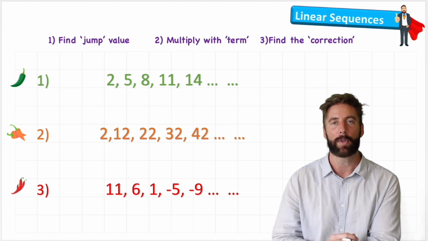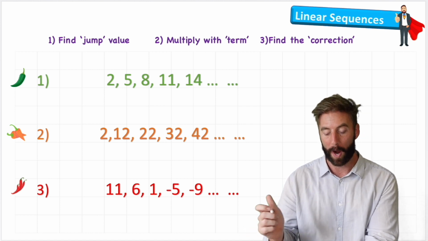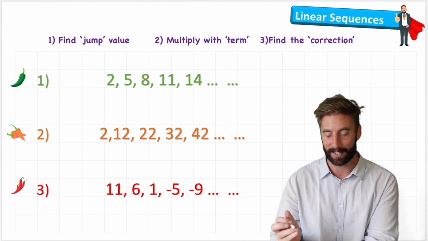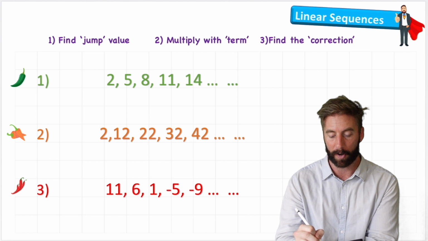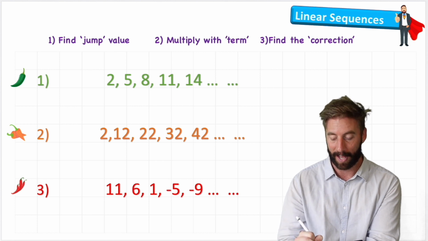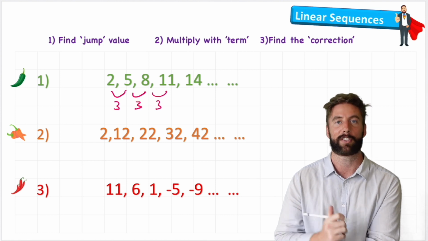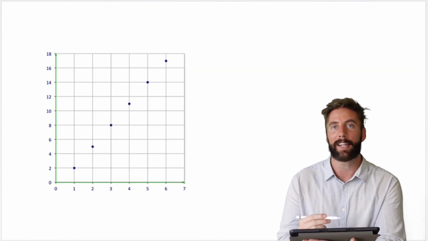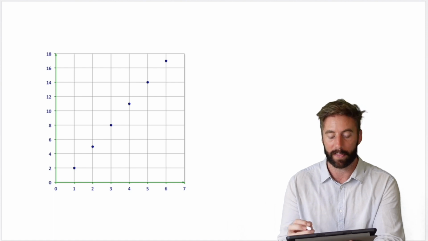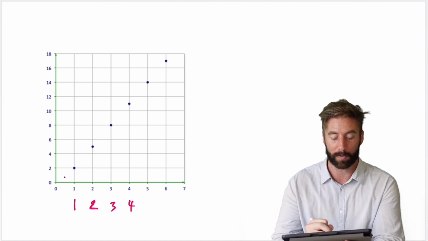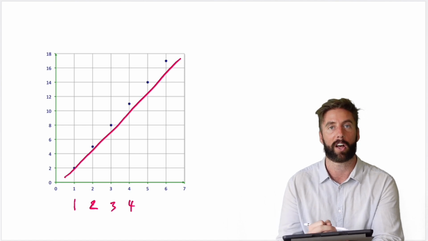Well, a linear sequence is any sequence of numbers where the gap or the jump between each of the numbers is consistent. So if we look at this first example very quickly, we can see that the gap between 2 and 5 is 3, the gap between 5 and 8 is 3, 8 and 11 is 3, etc, etc.